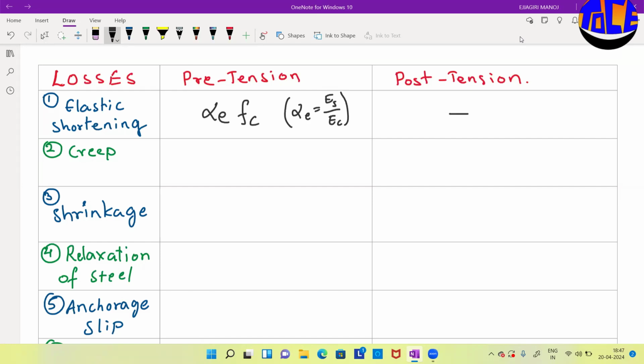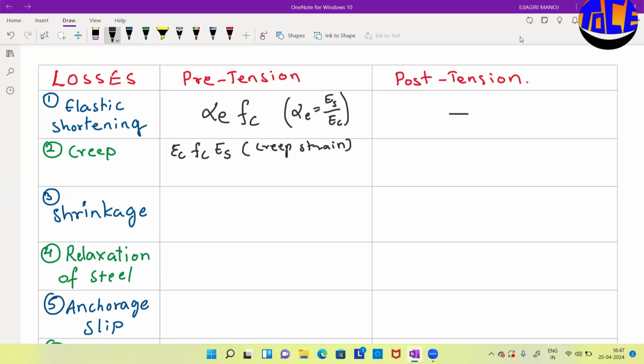For loss due to creep, you can use two formulas. It is basically based on the given data. Okay, so firstly, if the ultimate creep strain is given, in that case you are going to use the formula: the ultimate creep strain into FC and the Young's modulus of steel. So this is if creep strain is given.